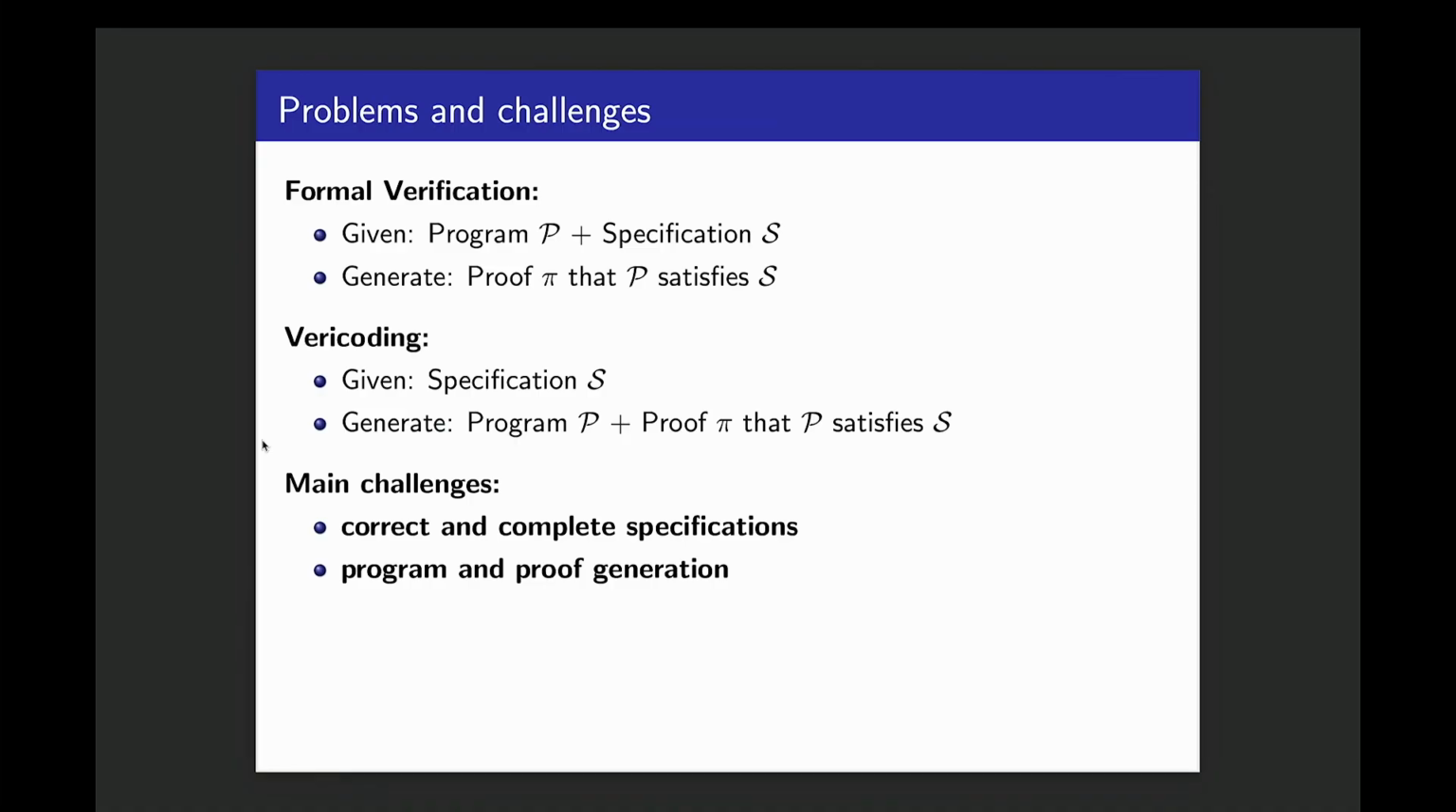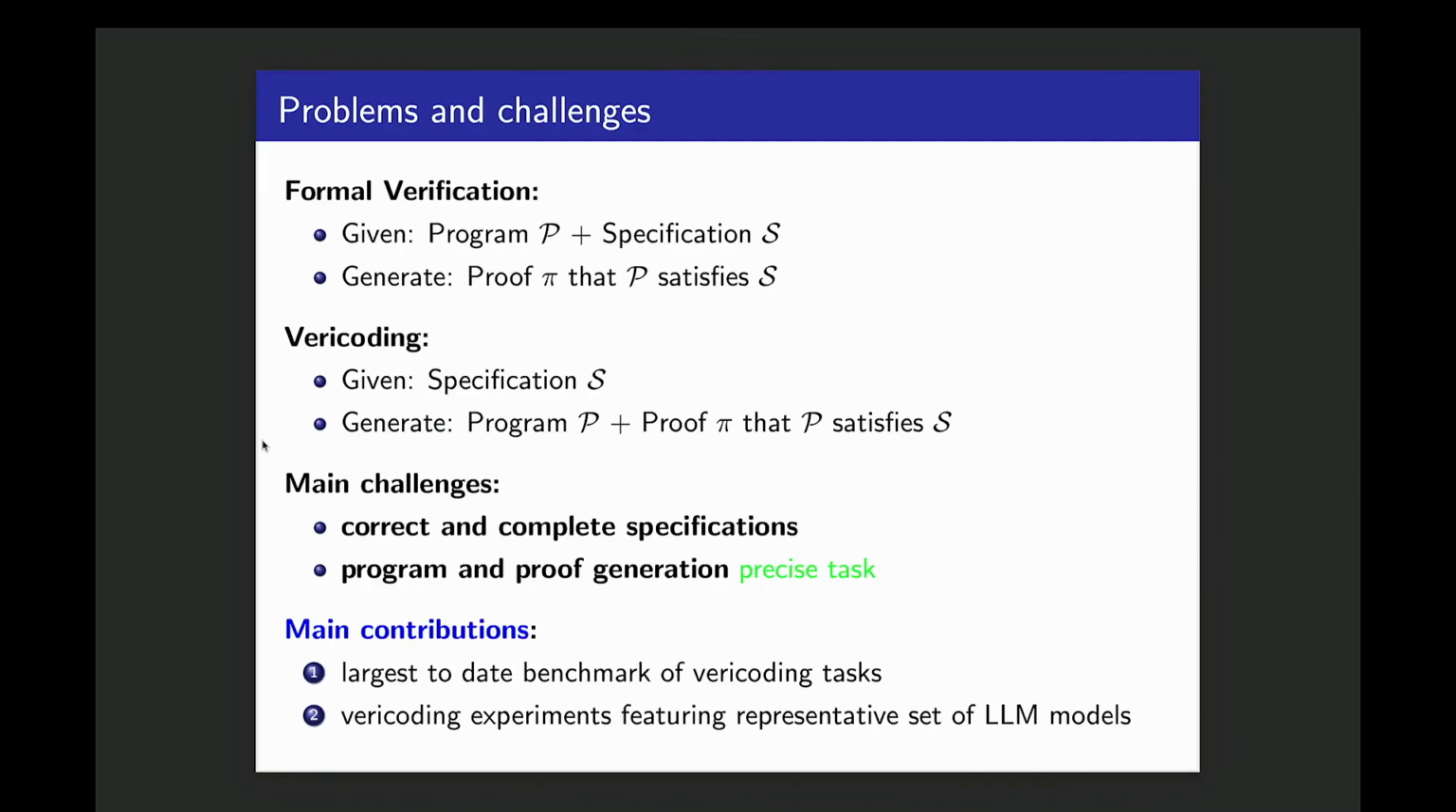We want to find a way of writing specifications that is clear for Rust developers or Dafny, and then program and proof generation, which is a separate task. It's still research to do, but it is a precise task. That's something we can already work with, because we can evaluate whether the output of the LLM is correct or not. So the goal of this work that I'm presenting is to accumulate a big benchmark of such precise tasks.